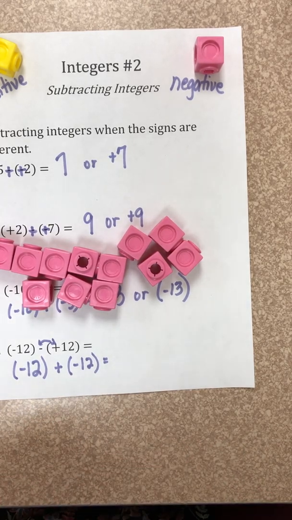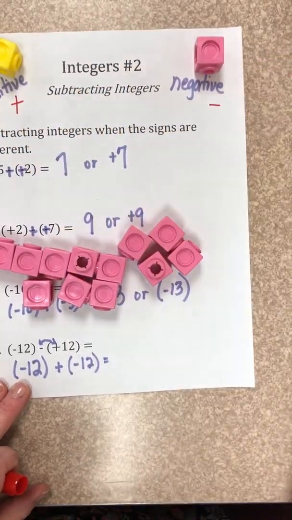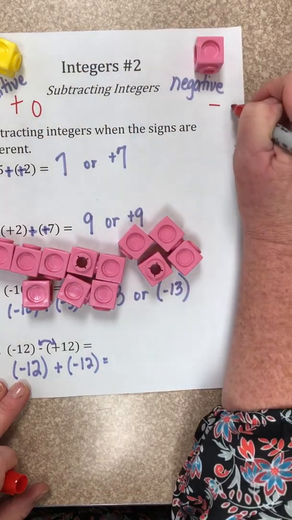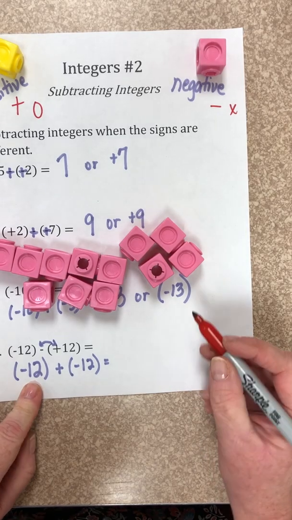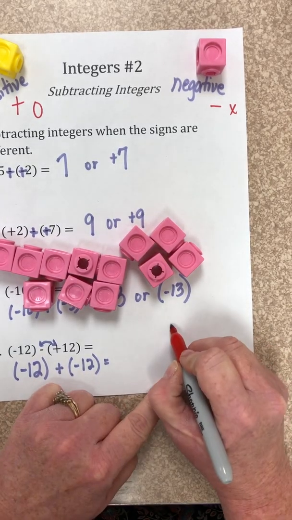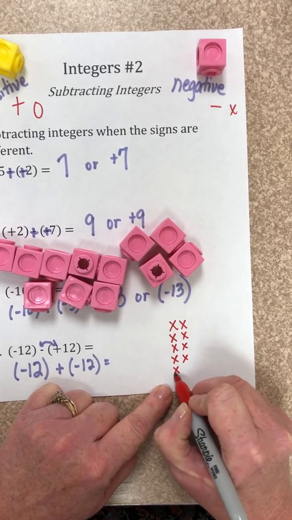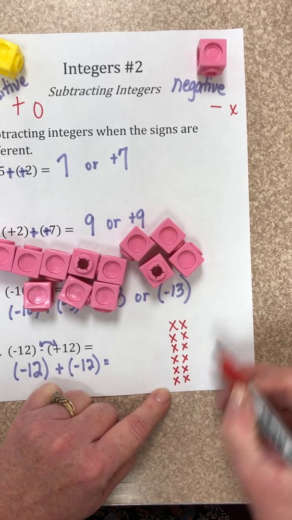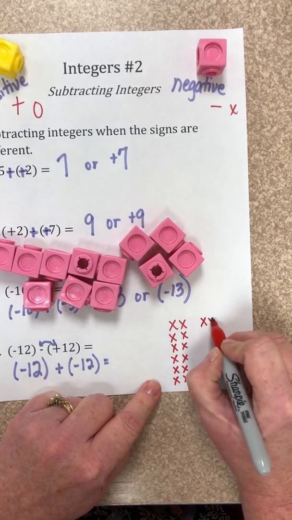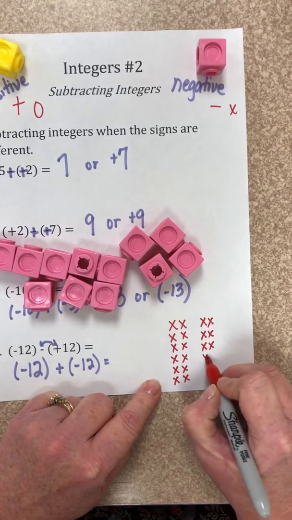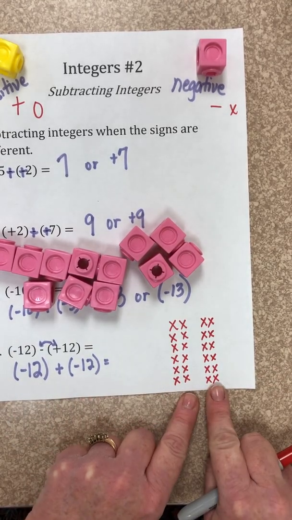Maybe we could do just plus signs and negative signs, or maybe O's and X's for positives and negatives. So if I have negative 12, I'm going to do X's. So I'm going to do negative 12. 1, 2, 3, 4, 5, 6, 7, 8, 9, 10, 11, 12. And I have another negative 12. 1, 2, 3, 4, 5, 6, 7, 8, 9, 10, 11, 12. They're both negatives, so they're all X's.